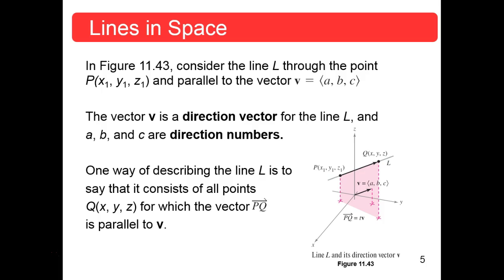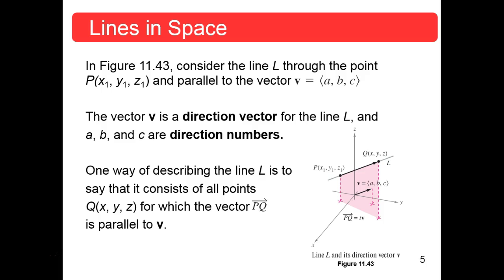Now, start with lines in space. Here's the figure, 11.43 here. This, by the way, is on page 787 if you've got the same book I do, 11.5. Here's the line L. This is the entire line L they're talking about, through a point P, (x1, y1, z1), a point that you've got there, parallel to some other vector, <a, b, c>.